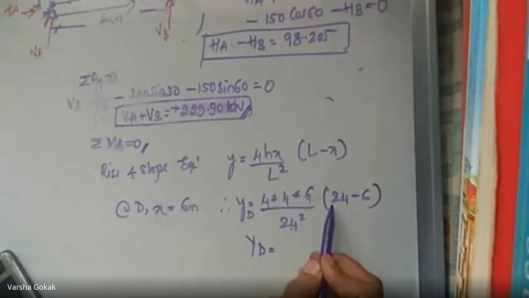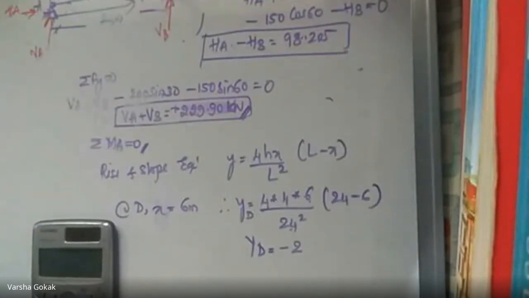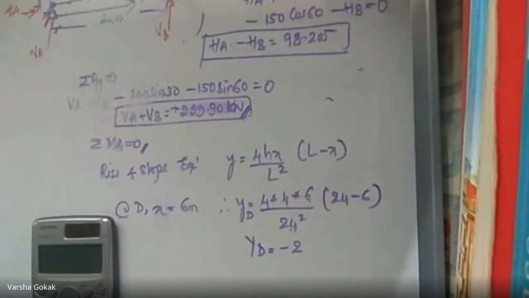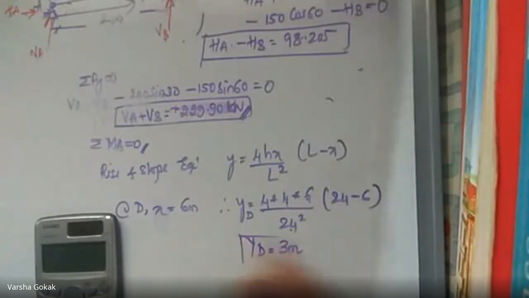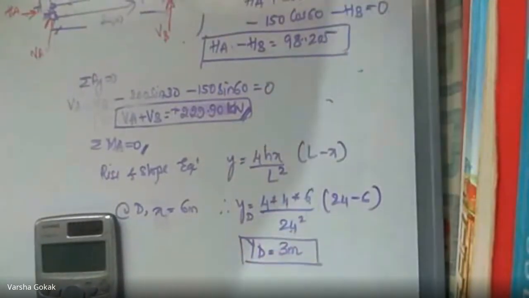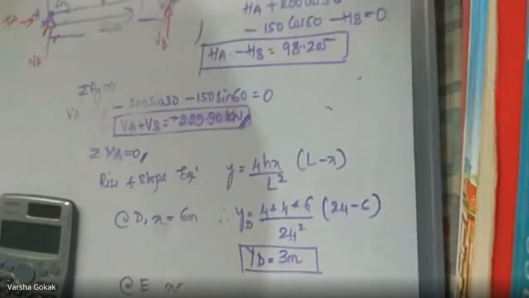4hx divided by L square into L minus x. Ma'am, minus 2. You're getting negative? How is that possible? 4 into 4 into 6 divided by 24 square. 3. Ma'am, plus 3. I also came into tension for 1 second. Right? Just check.